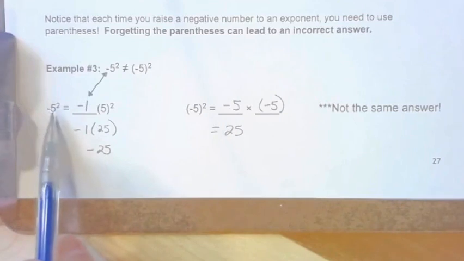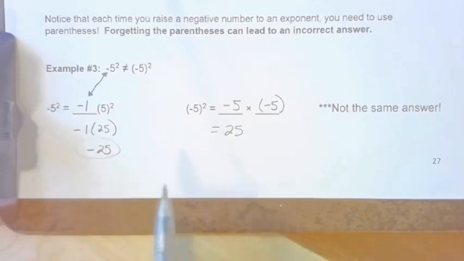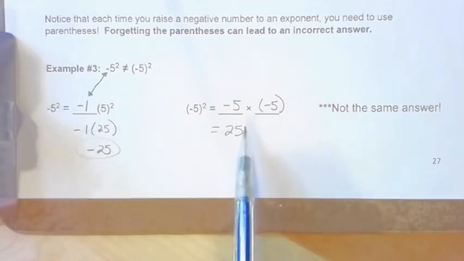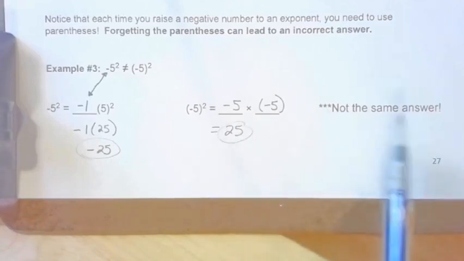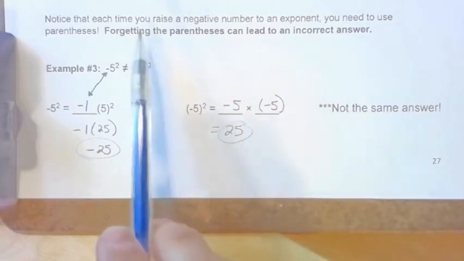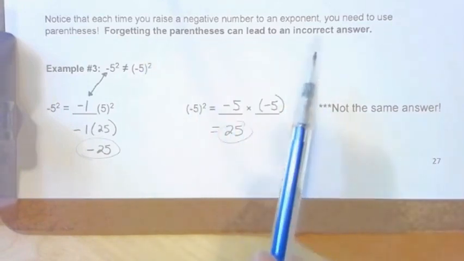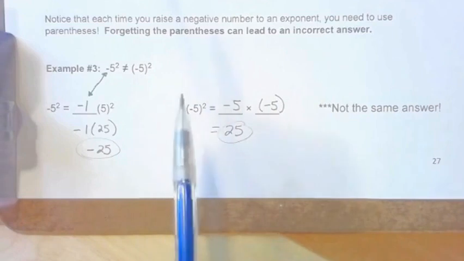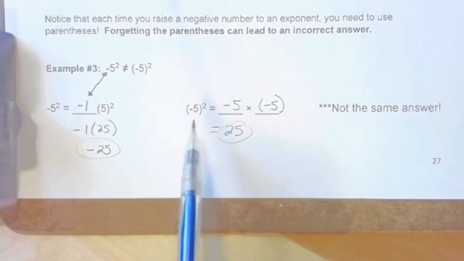So notice, without the parentheses, we end up with a negative result, but with the parentheses here, we get a positive result. The answers aren't the same. So again, forgetting the parentheses could lead to an incorrect answer. If your base is negative, make sure that you put it inside of parentheses before you square it.